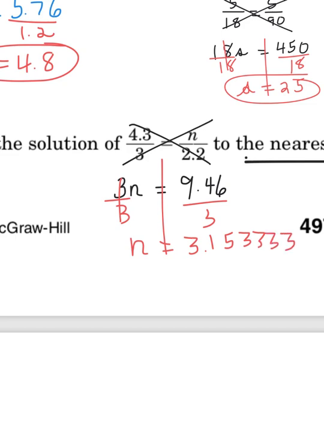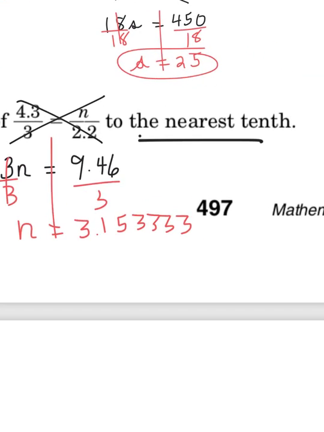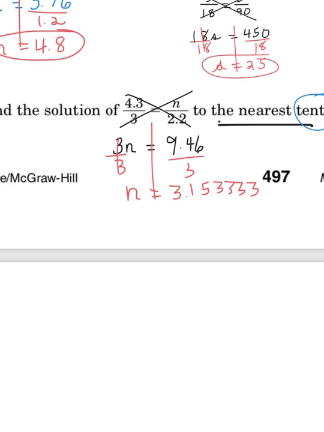3.15333. So that's repeating. I'm going to find the 10th spot because I think it says round to the nearest 10th. The 10th spot is right here. So can a 5 round to 1? Yes. So that's going to be 3.2.